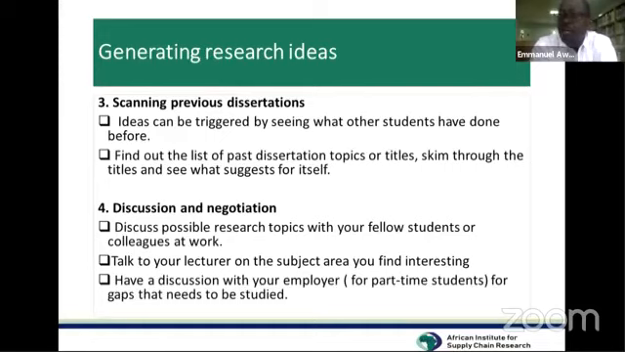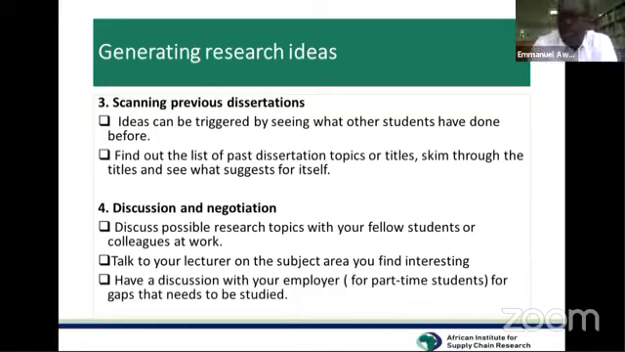You may be seeing some conceptual gaps somewhere through search, or some methodological gaps somewhere, which will help you to come up with an area that you'd be interested to work on.